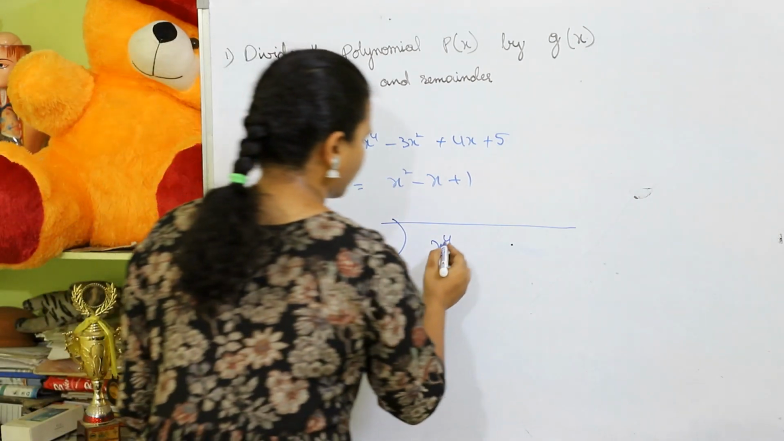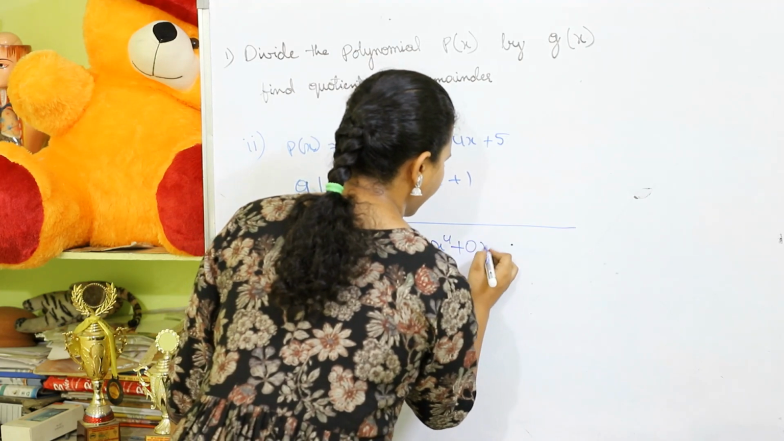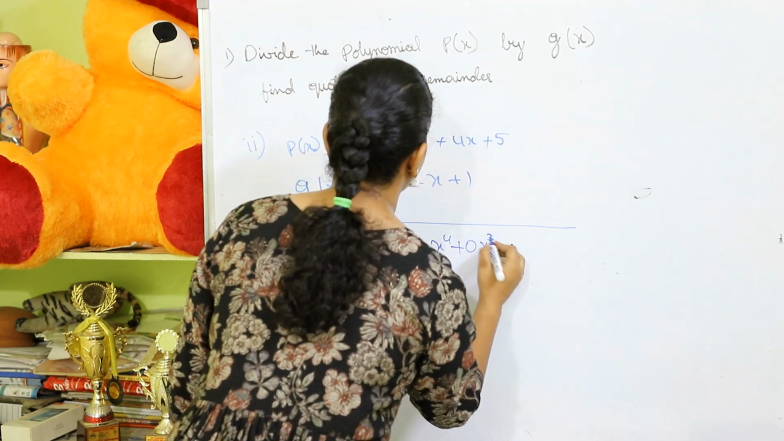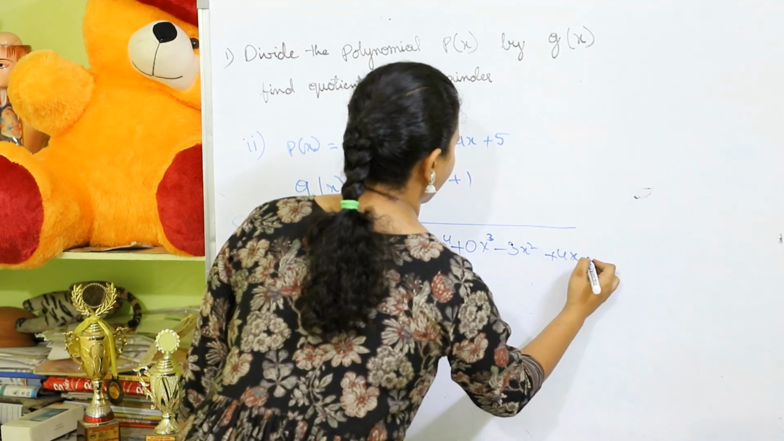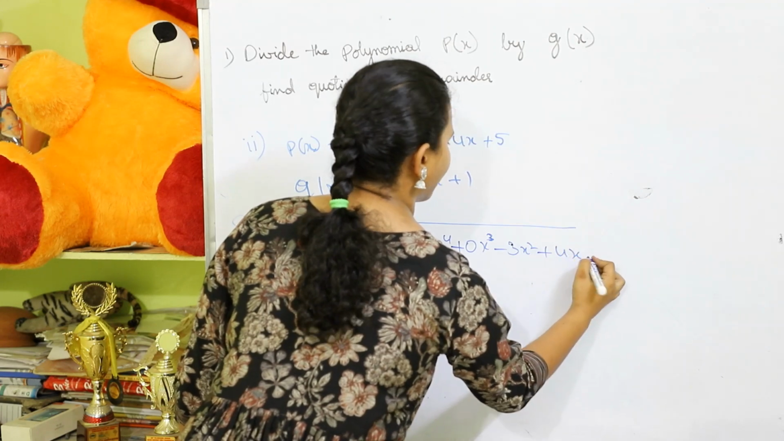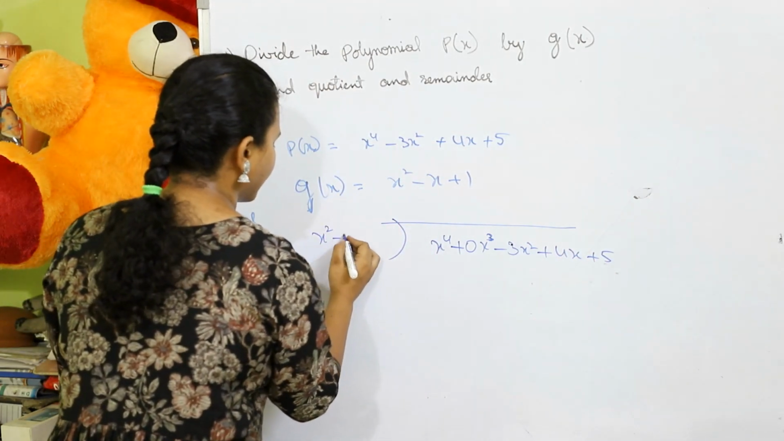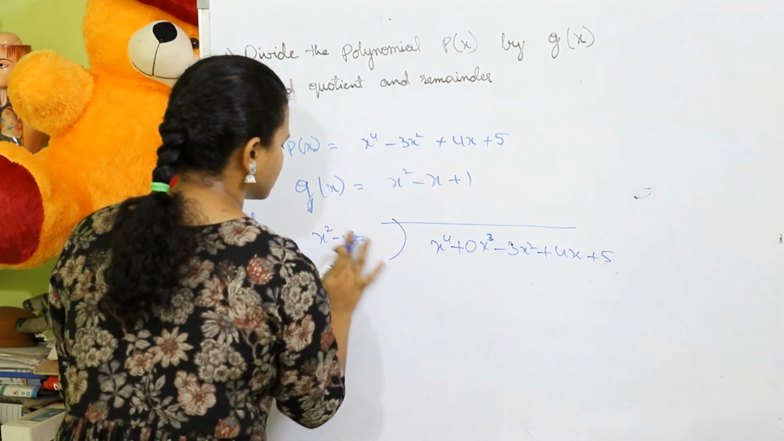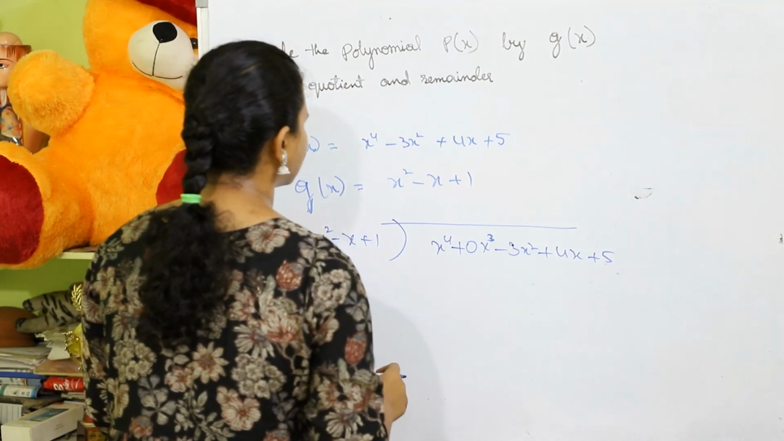So then what you do? You go for the cube, like plus 0x cube. So 0x cube minus 3x square plus 4x plus 5. Clear? Now you write the divisor, x square minus x plus 1.